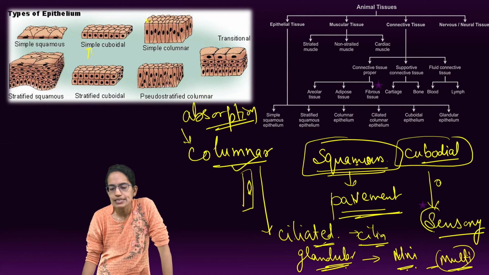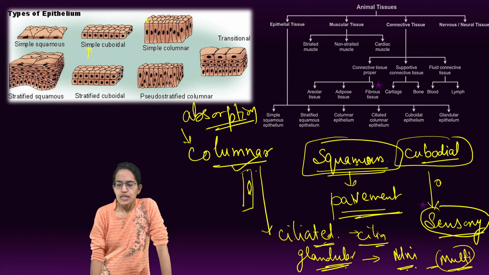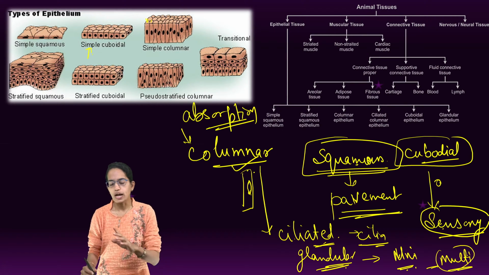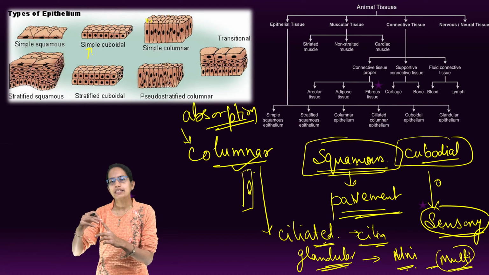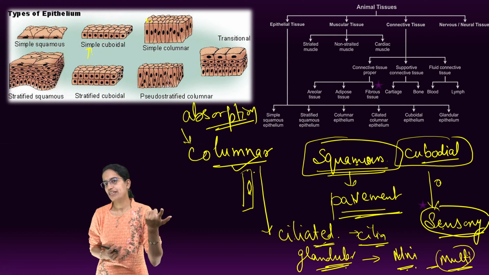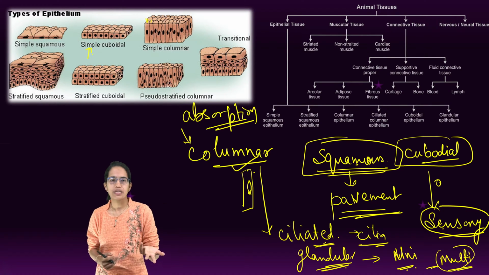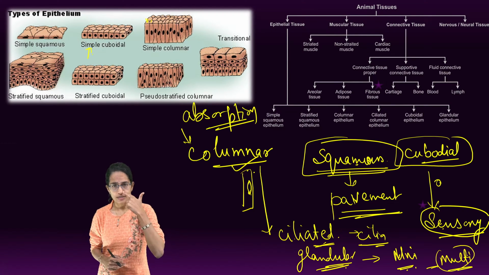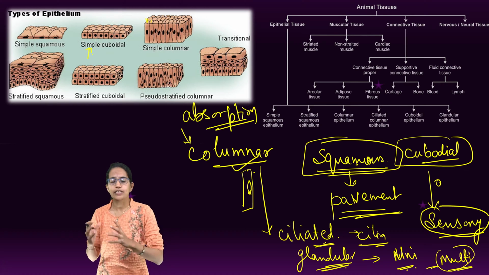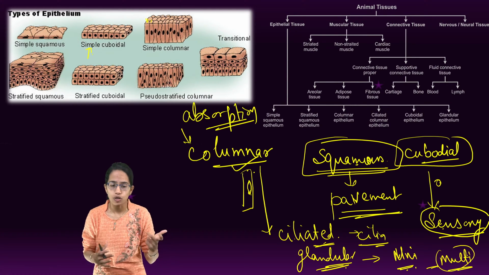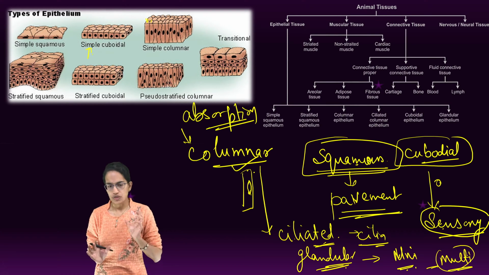The next is sensory columnar. Sensory columnar are ones which have a free sensory end, and since they have a free sensory end, they would be present on the sense organs, as simple as that. That means the taste bud, olfactory sense in the nose. So there is where you have the sensory columnar epithelium present.